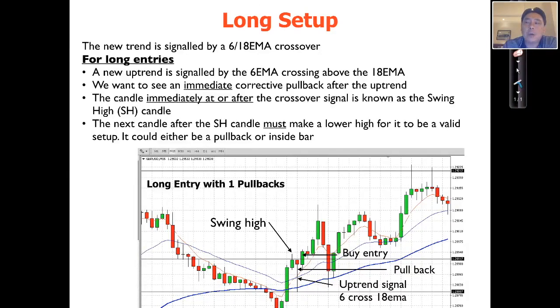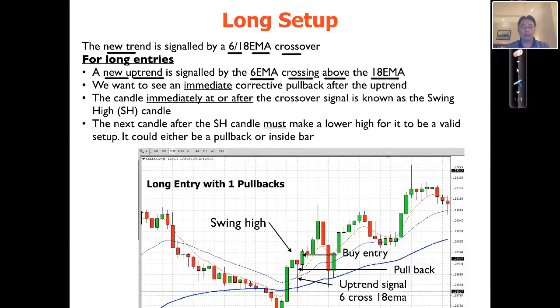So the first thing is when we're going to go long, we're looking for a new short-term uptrend. And we identify a new uptrend by the 6 EMA, the 6 exponential moving average, crossing above the 18 exponential moving average, right? So again, new uptrend is signaled by 6 EMA crossing above 18 EMA.